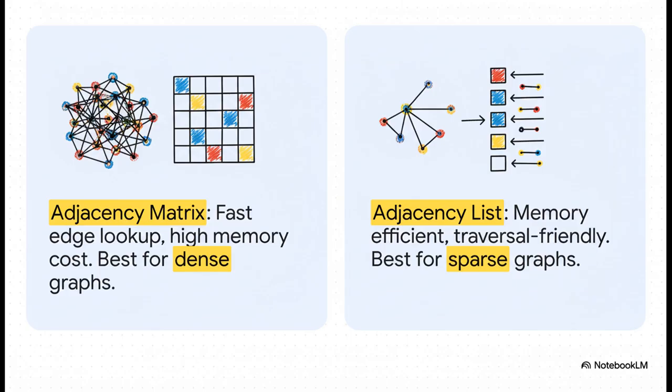The other way is an adjacency list. This one's way more memory efficient and is perfect for sparse graphs where nodes only have a few connections each. This is a classic textbook engineering trade-off: speed versus space.